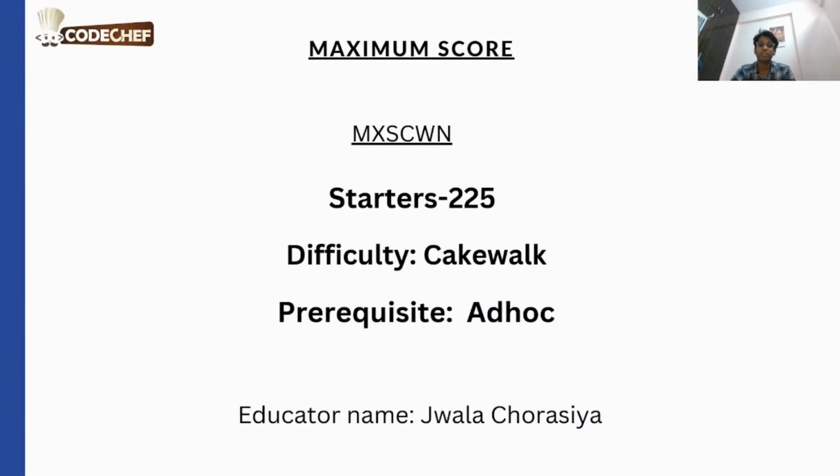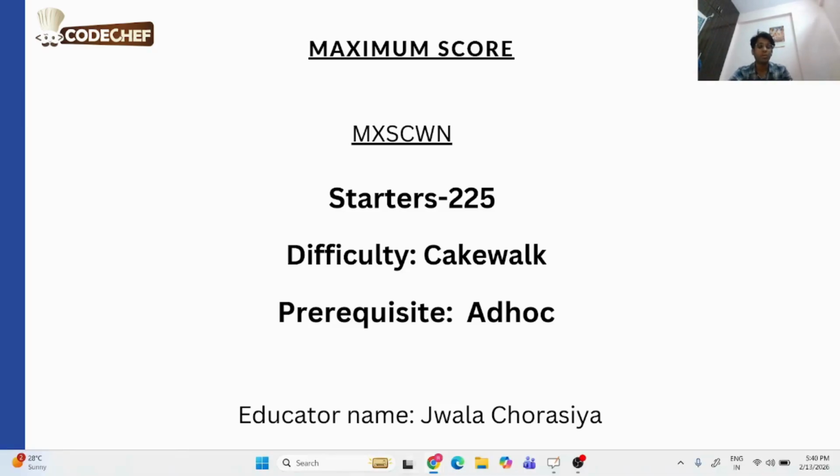Myself Jola Choras, and today we are going to solve the problem which came into Starters 225. The name of the problem is Maximum Score and the problem code is MXSCWN. The difficulty rating of the problem is cakewalk and there is no prerequisite. Let's start with reading the problem statement over here.